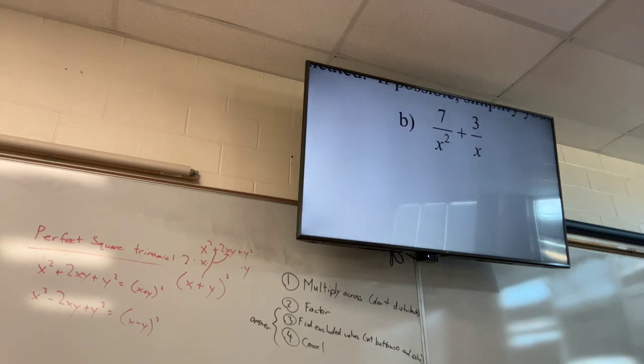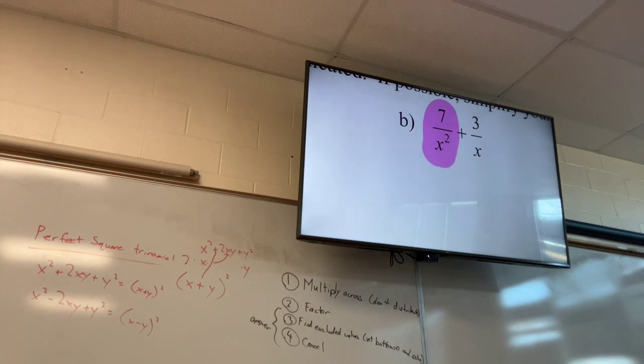B, can we factor the pink fraction? That doesn't factor. What about the orange? No. So what is the pink denominator missing that the orange has? It's actually not missing anything, because x squared is just x times x, so it really just has two x's. So it's not missing anything that the orange has.